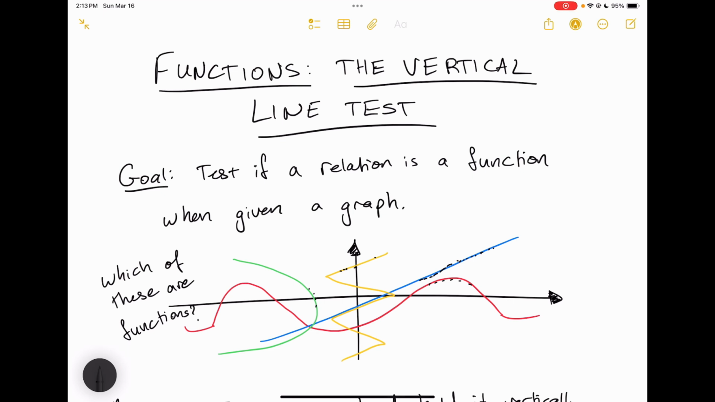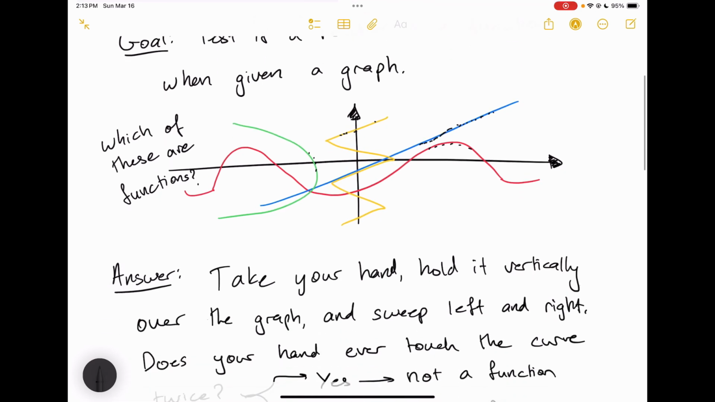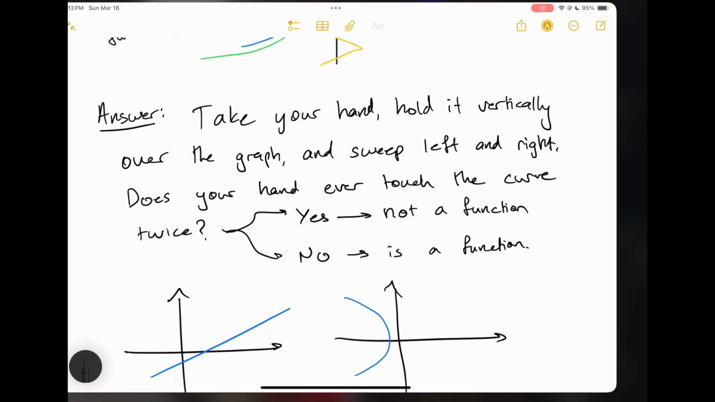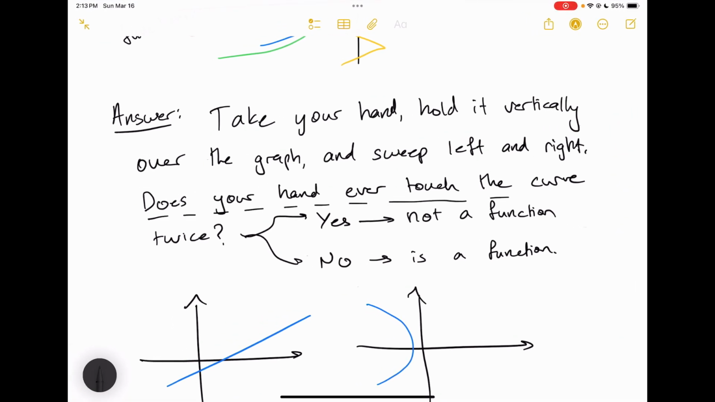So which one of these are functions? How can we tell? Do we have a way to know very easily? You bet your butt that you do. Let's have a look. All you really have to do is take your hand, hold it vertically over the graph, and sweep from left to right. It is a very visual and a very physical kind of test as well. You want to see, does your hand ever touch the curve twice or more? If the answer is yes, it's not a function, and if the answer is no, it is.